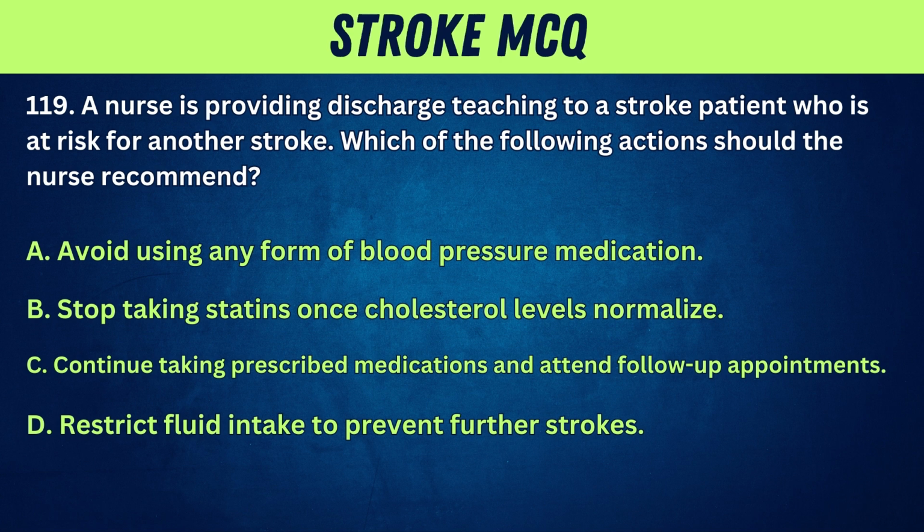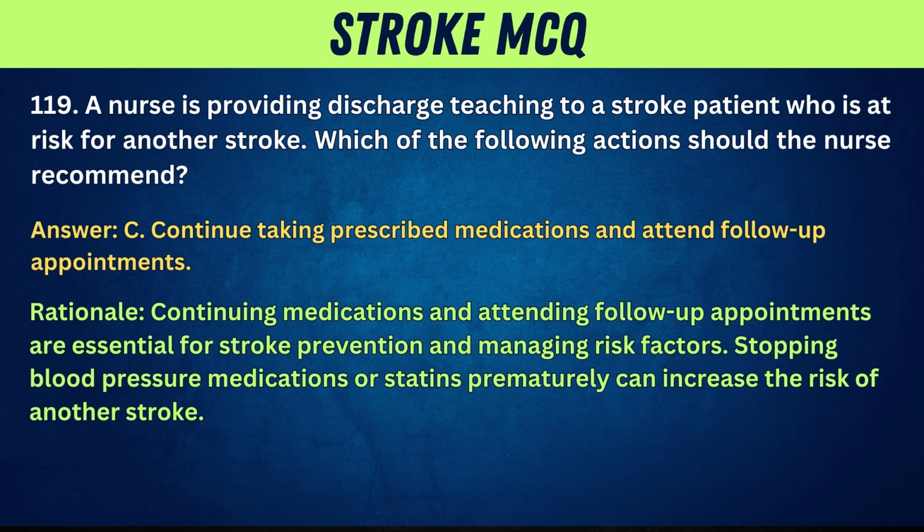119. A nurse is providing discharge teaching to a stroke patient who is at risk for another stroke. Which of the following actions should the nurse recommend? A. Avoid using any form of blood pressure medication. B. Stop taking statins once cholesterol levels normalize. C. Continue taking prescribed medications and attend follow-up appointments. D. Restrict fluid intake to prevent further strokes. Answer: C. Continue taking prescribed medications and attend follow-up appointments.